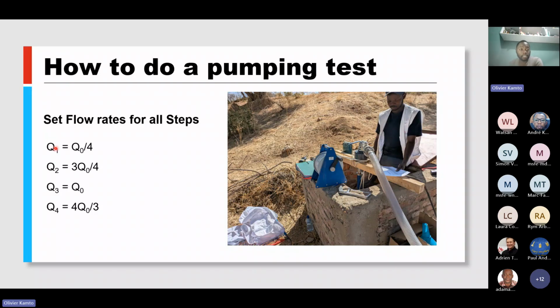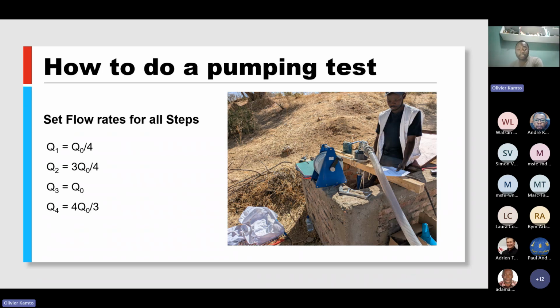So we ensure that the different flow rates are set: Q1, Q2, Q3, Q4, all based on Q0, which was our design yield. It has nothing to do with the safe yield as yet. It is just an arbitrary design. Sometimes we can take it higher than what the population needs and stuff like that. So it's really arbitrary, and this is work that has to be done beforehand, 1 day or 2 days, or at least the day before, prior to running the pump test properly.